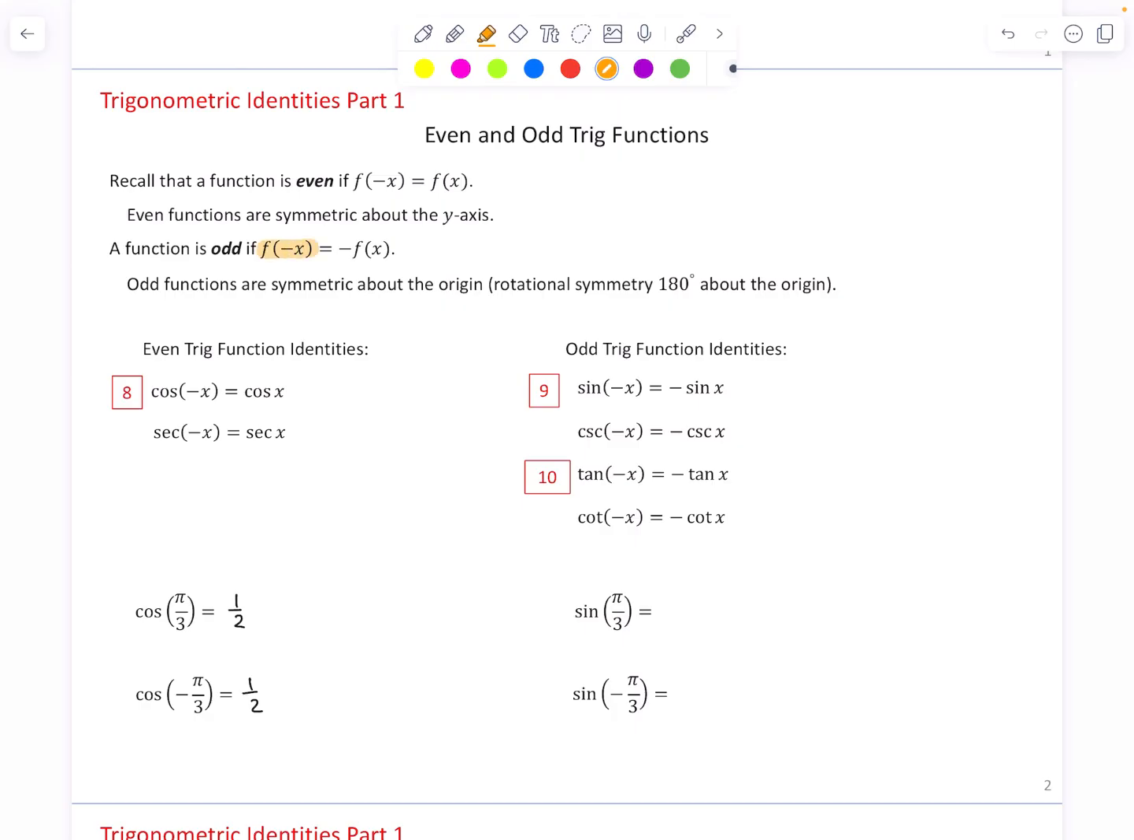So because odd functions satisfy f of negative x equals negative f of x, then we know that sine of negative x will be equal to negative sine of x, cosecant of negative x will be equal to negative cosecant of x, tangent of negative x will be equal to negative tangent of x, and cotangent of negative x will be equal to negative cotangent of x. These are the four odd trig functions, and these are the two even trig functions. Let's consider the sine of pi thirds.